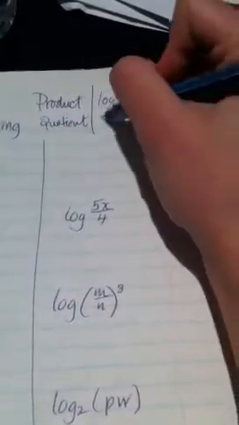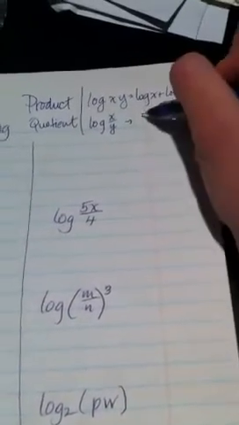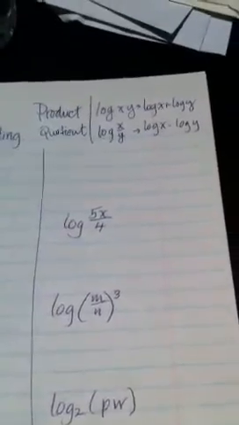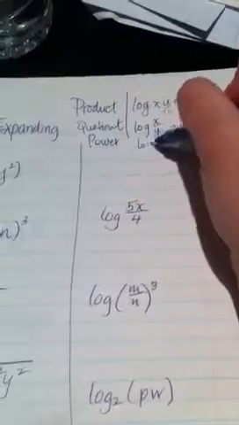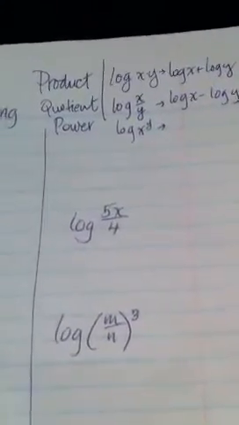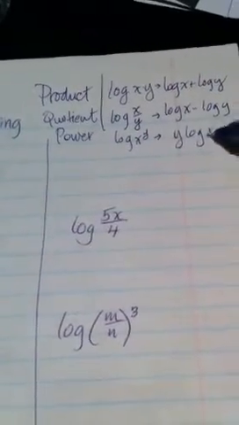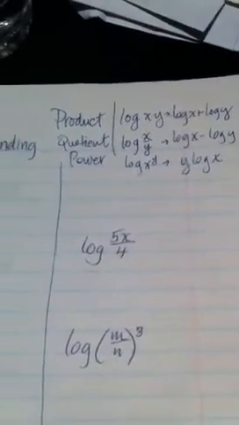Second one is the quotient property, which says if I have a quotient, or if I'm dividing like that, I can separate the x and the y and turn it into subtraction. Okay? And then there's the power property, which says if I have a power or an exponent, that's x to the y, you move the exponent to the front and turn it into a coefficient. So it's y times the log of x.